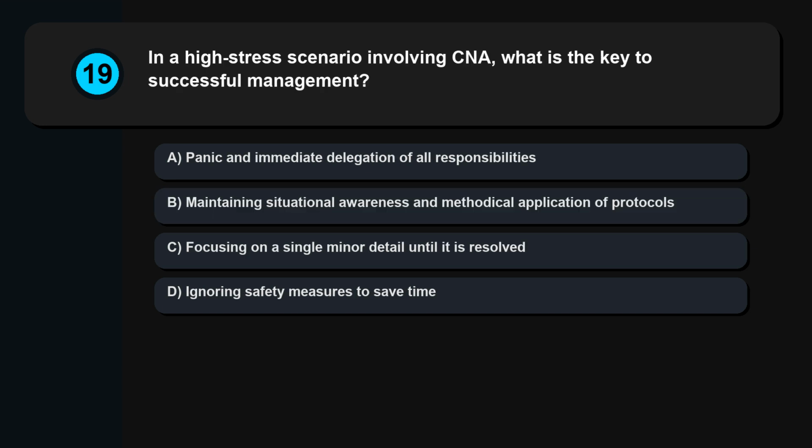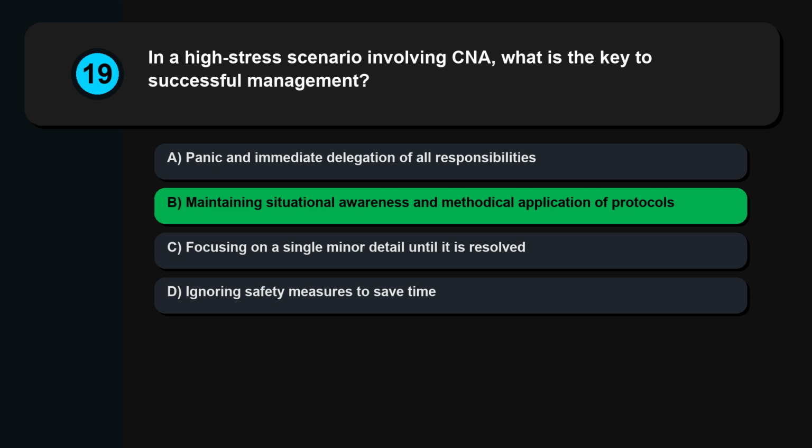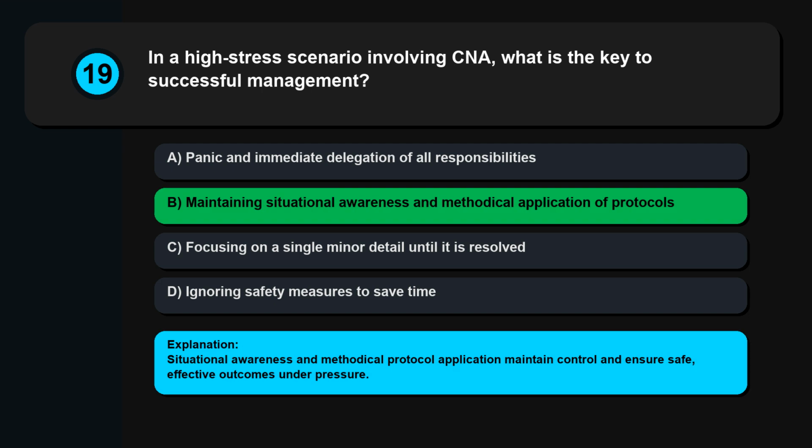Question 19. In a high-stress scenario involving CNA, what is the key to successful management? Panic and immediate delegation of all responsibilities, maintaining situational awareness and methodical application of protocols, focusing on a single minor detail until it is resolved, ignoring safety measures to save time. Situational awareness and methodical protocol application maintain control and ensure safe, effective outcomes under pressure.